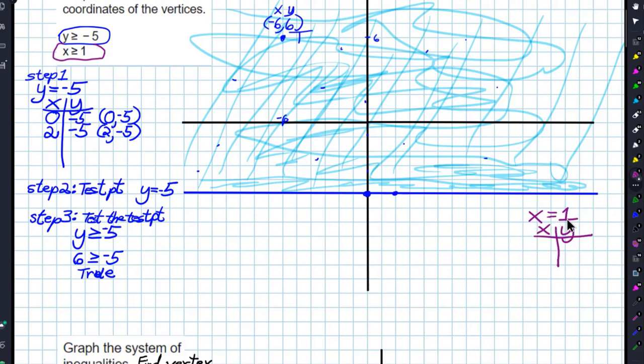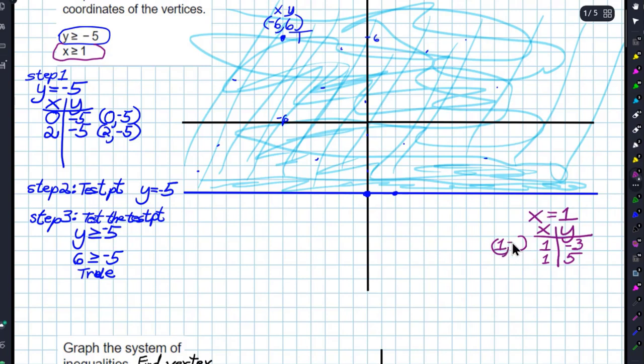All I care about right now is the line. So now x has to be 1. So 1, 1. And y can be anything I want it to be. Negative 3 and positive 2. I already used 2, didn't I? There's no reason I can't use it, but let's use 5. Okay, so these are my two points that I'm going to plot.